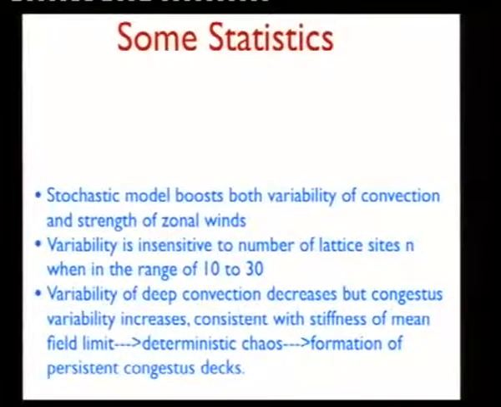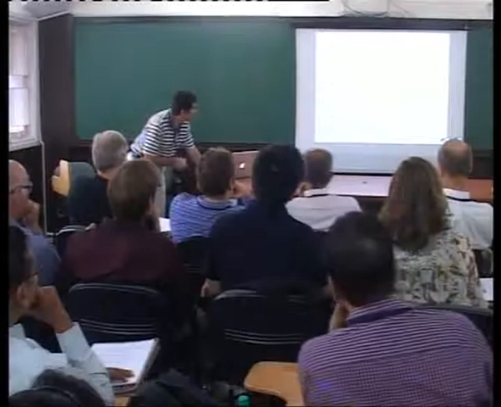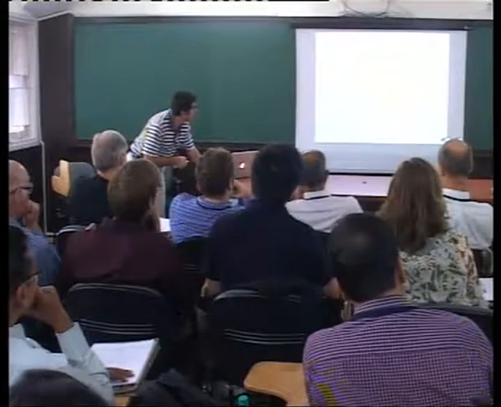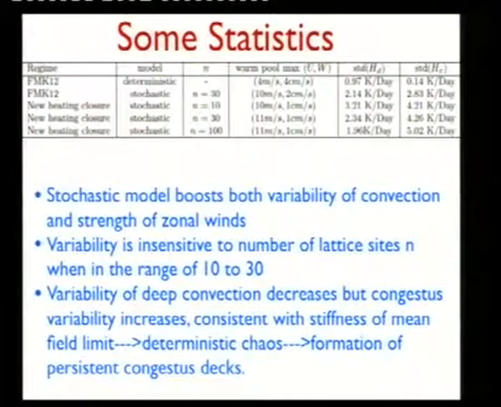So I'm going to show you some statistics. I think I have only 1 minute left. For the area fraction, with the deterministic model, the variability is very weak. When you go to the stochastic model, you increase the variability by almost 5 times or more. So it's really persistent.